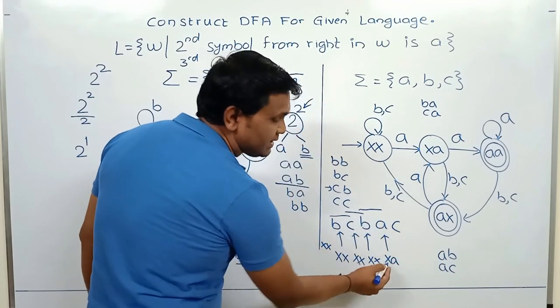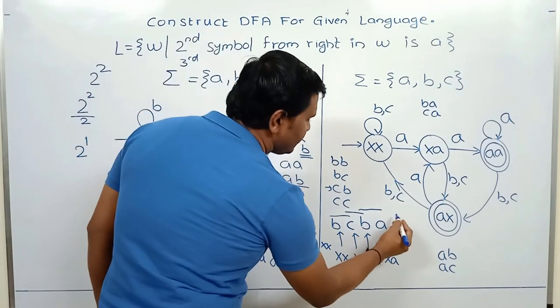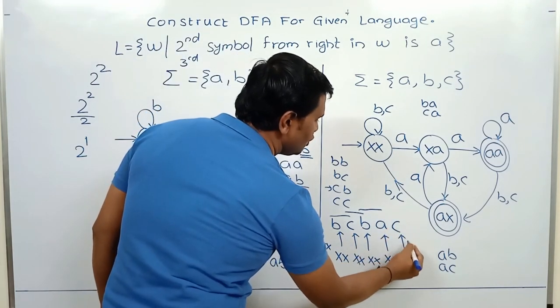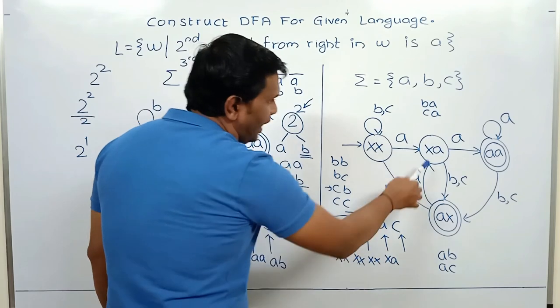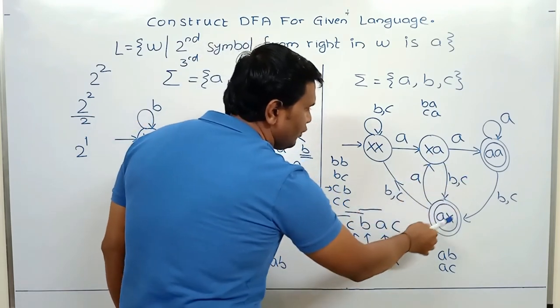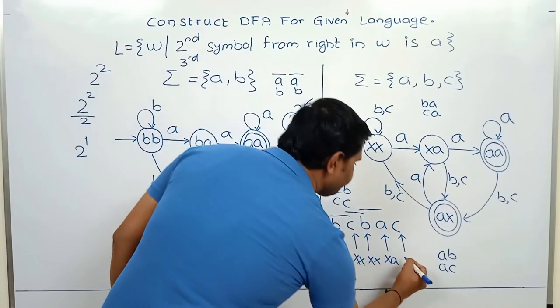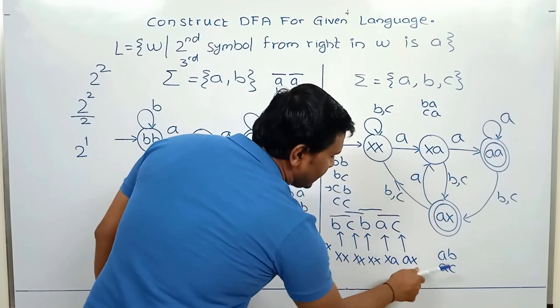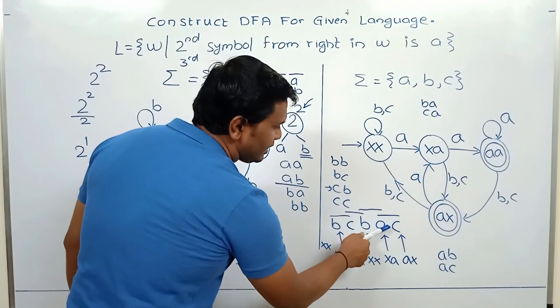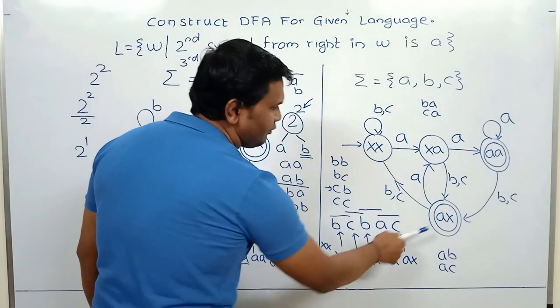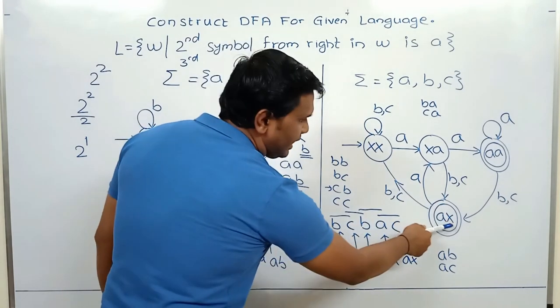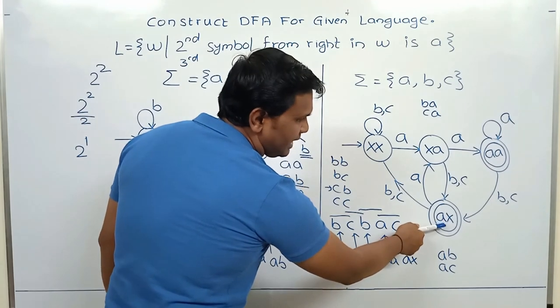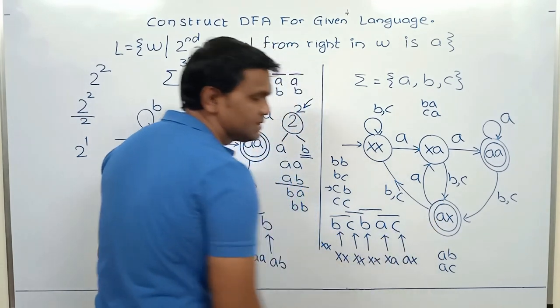We go to XA because the last 2 symbols are BA. B is for X, other than A. And after that, C comes. So while in XA, when we handle C, we come to AX. AX handles AB or AC. Here the last 2 symbols are AC. That's why we are in AX. In AX, the second symbol from right is A. This is a final state and the string is accepted.